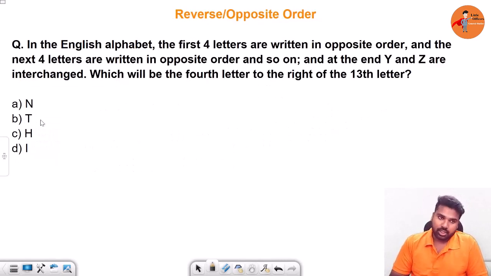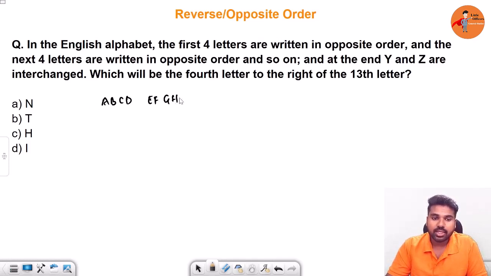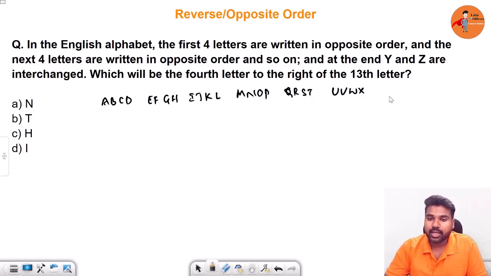Reverse and opposite order. How does the question come? In the English alphabet, the first 4 letters are written in the opposite order, and then the next 4 are written in the opposite order, and so on. So here you need to write it as A B C D, E F G H, because we have to write 4 at a time, I J K L M N O P Q R S T U V W X Y Z. 12, 16, 20, 24, 26.